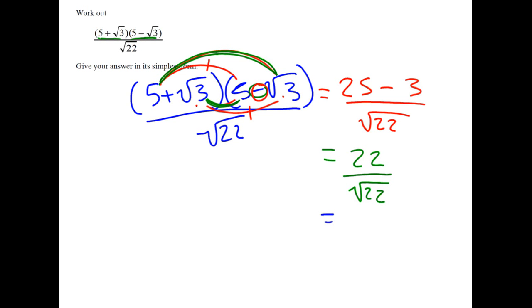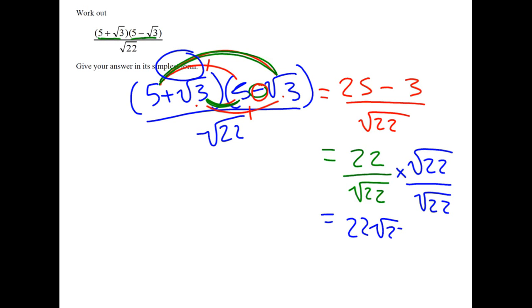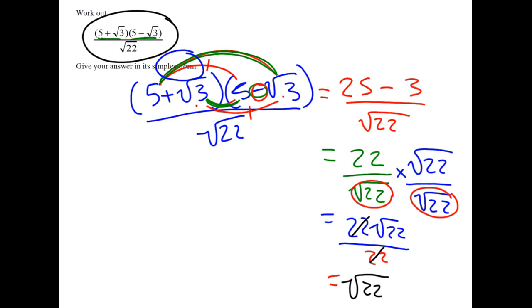We have to rationalise this. Simplest form is asked for. Okay, so we're going to multiply top and bottom by root 22. So on the top we get 22 root 22. On the bottom, root 22 times root 22 is just 22. This is a really cool thing here, that the 22 on the top, the 22 on the bottom, are going to cancel and just leave you with the answer of root 22. So yet again, a very strange way of writing something quite simple.